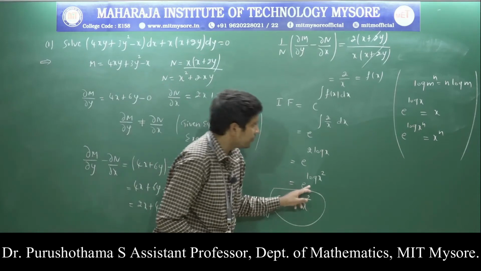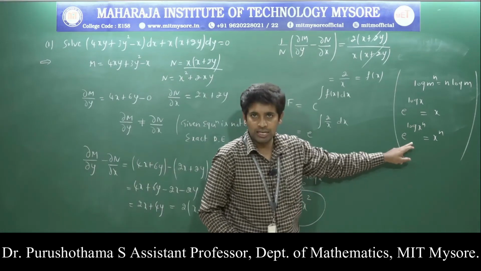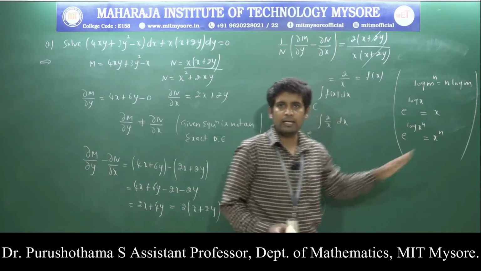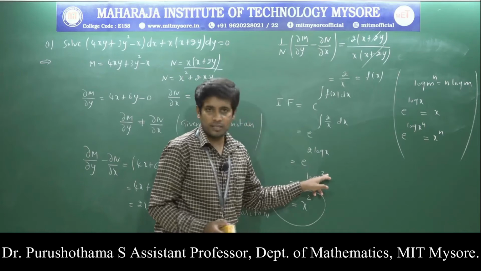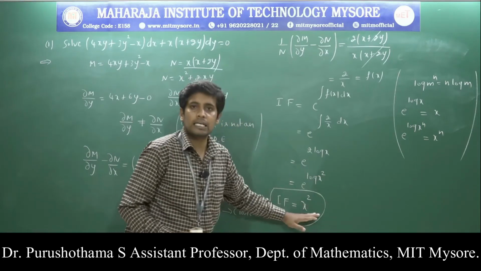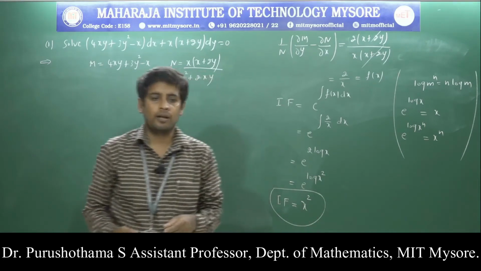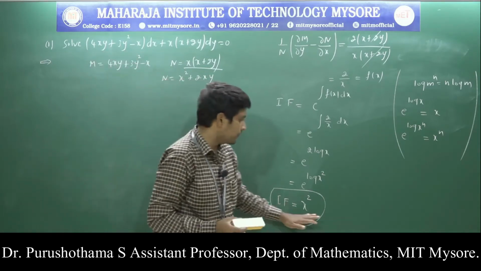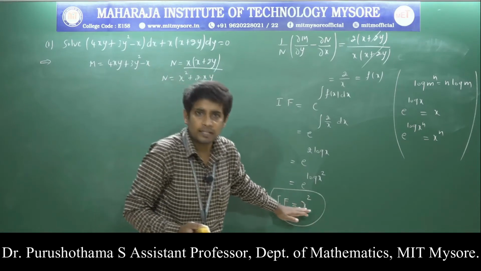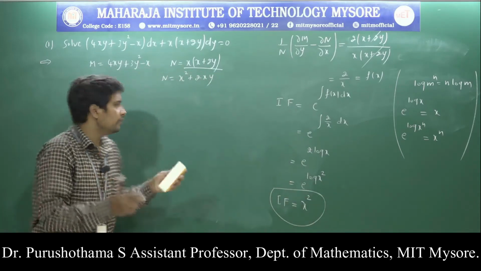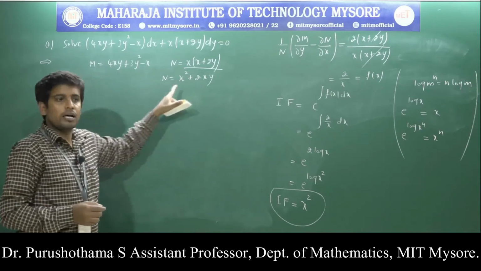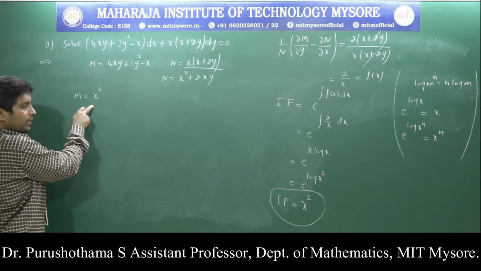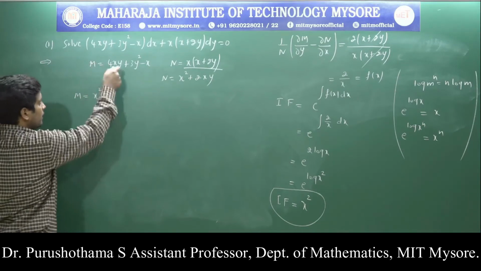So here I am using this exponential logarithmic property, e power log x power n is equal to x power n. Therefore, e power log x square is equal to x square. This is the integrating factor. After finding the integrating factor x square, we multiply this factor into the equation. The equation has M and N. Therefore, since x square is the integrating factor, we multiply x square to the given equation.